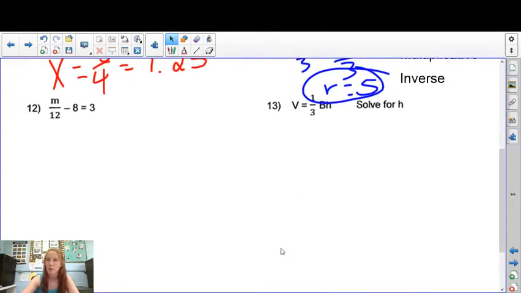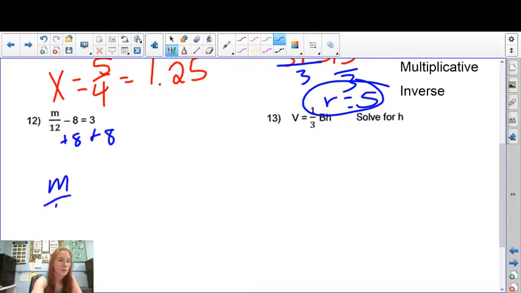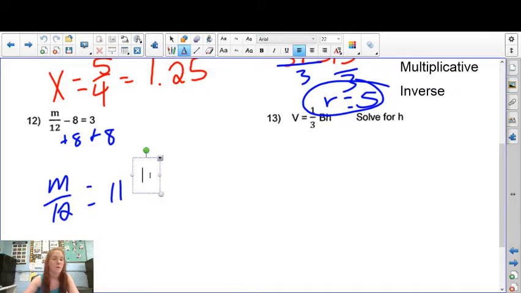Oof, I'm impressed I didn't have to move it down. Okay, first steps first, I undo addition or subtraction. So I'm going to add over my 8. So I'm left with m over 12 is equal to 11, and we used our additive inverse.